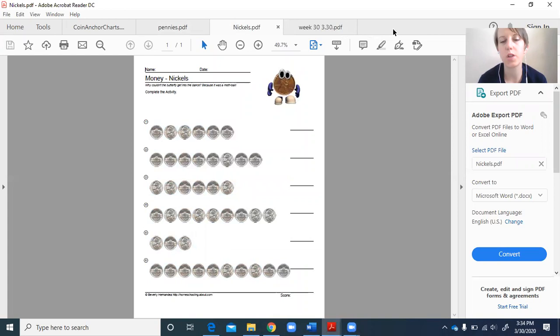Okay, if we come to this sheet about nickels and we're going to skip count them, let's see if I can get my pen to work now. There we go.